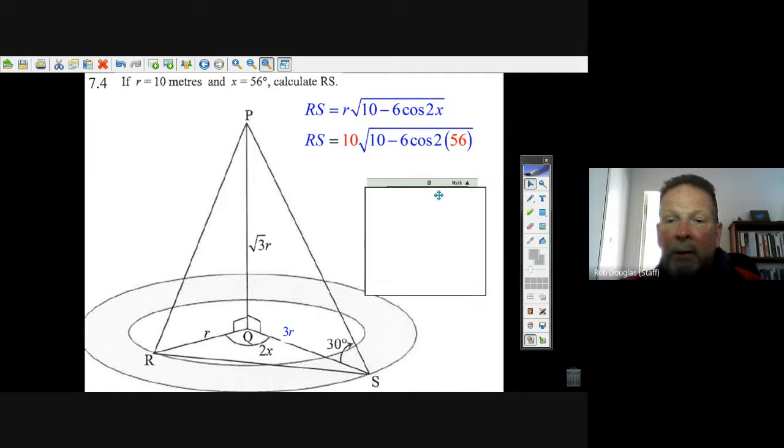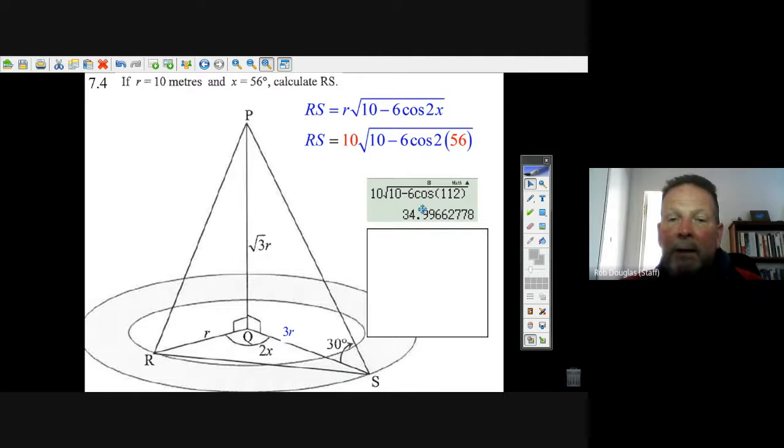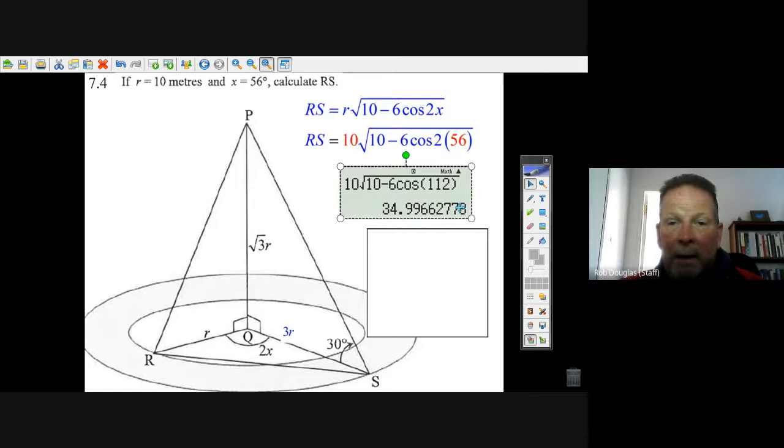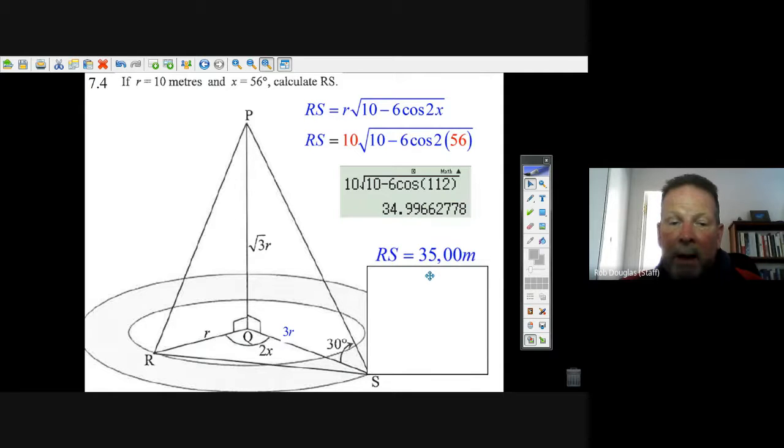And then I took a little snippet, a little picture of what it looked like in my calculator. In fact, I just typed it in. I went 2 times 56 here, and I just put 112. I press equals, and there it is, 34.996. You round it off to the nearest hundred. It's 35 meters. That's what the radius must be. RS. Calculate RS. It must be 35 meters.